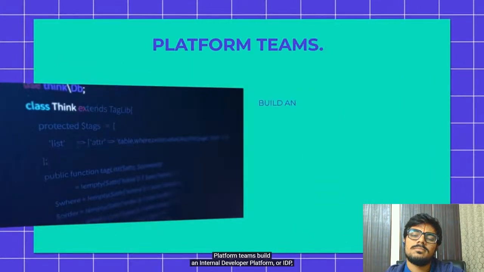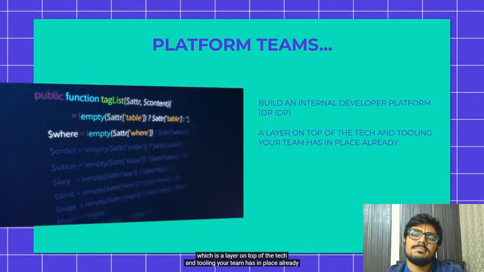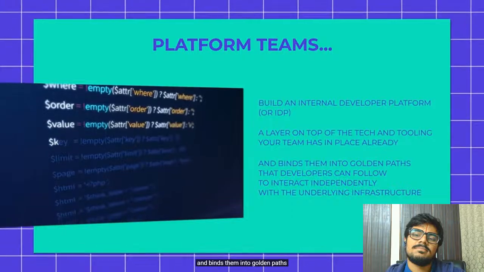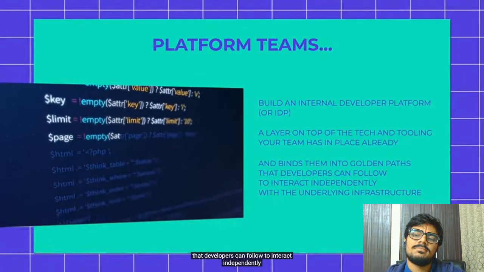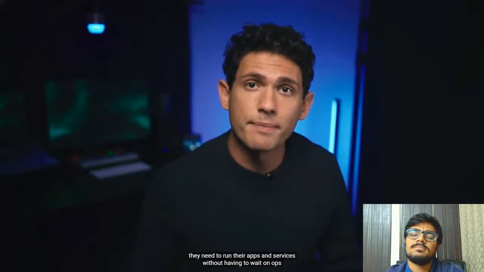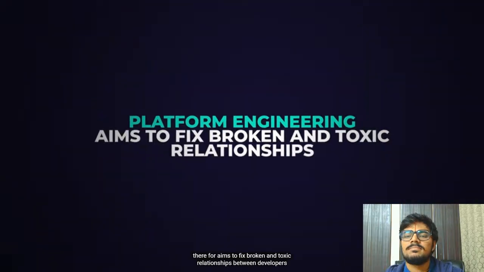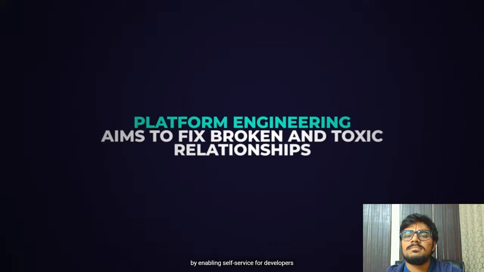Platform teams build an internal developer platform, or IDP, which is a layer on top of the tech and tooling your team has in place already and binds them into golden paths that developers can follow to interact independently with the underlying infrastructure. They can self-serve environments, databases, and whatever they need to run their apps and services without having to wait on ops. Platform engineering therefore aims to fix broken and toxic relationships between developers and operations by enabling self-service for developers and allowing operations to focus on infrastructure challenges and not spinning up yet another environment.